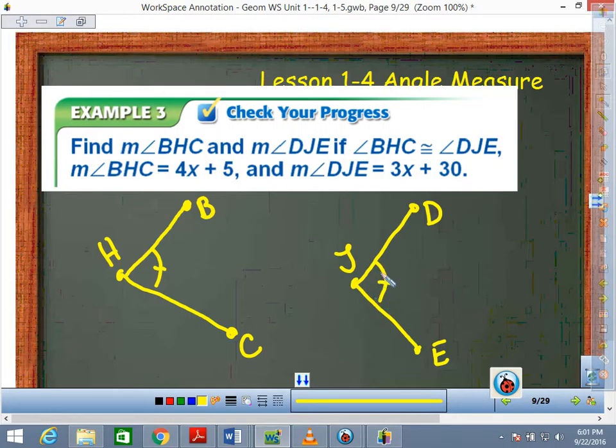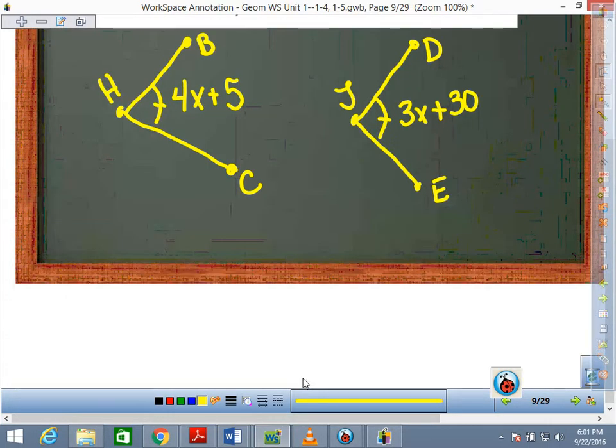Again, one bite at a time. I'm taking little pieces of this problem and I'm only focusing on just parts of it at a time. So find the measure of angle BHC. So this is the one that's going to be 4x plus 5. And the measure of angle DJE equals 3x plus 30. Now because they are congruent angles, they're equal to each other. So we can say that 4x plus 5 is equal to 3x plus 30.